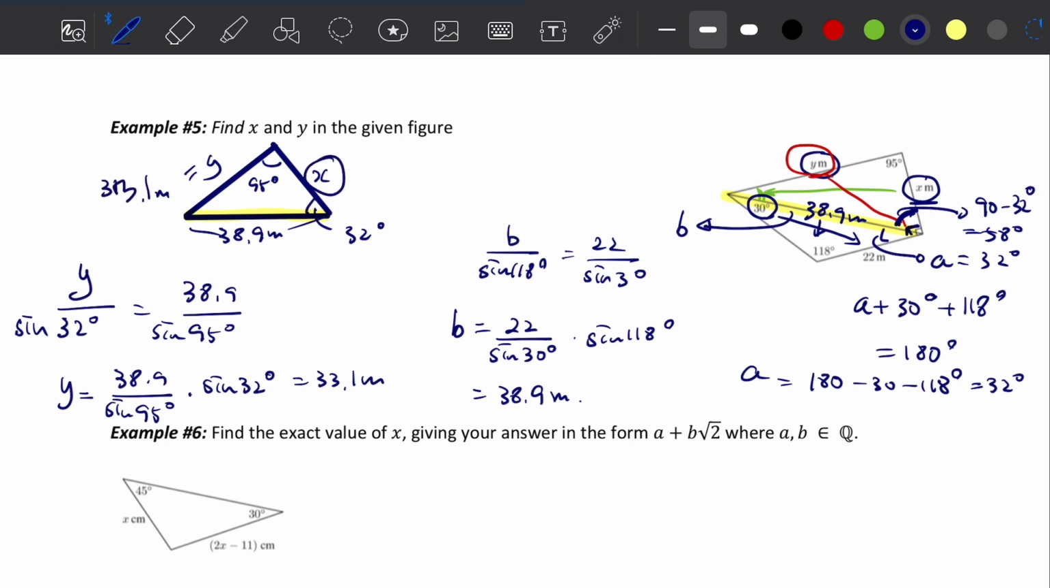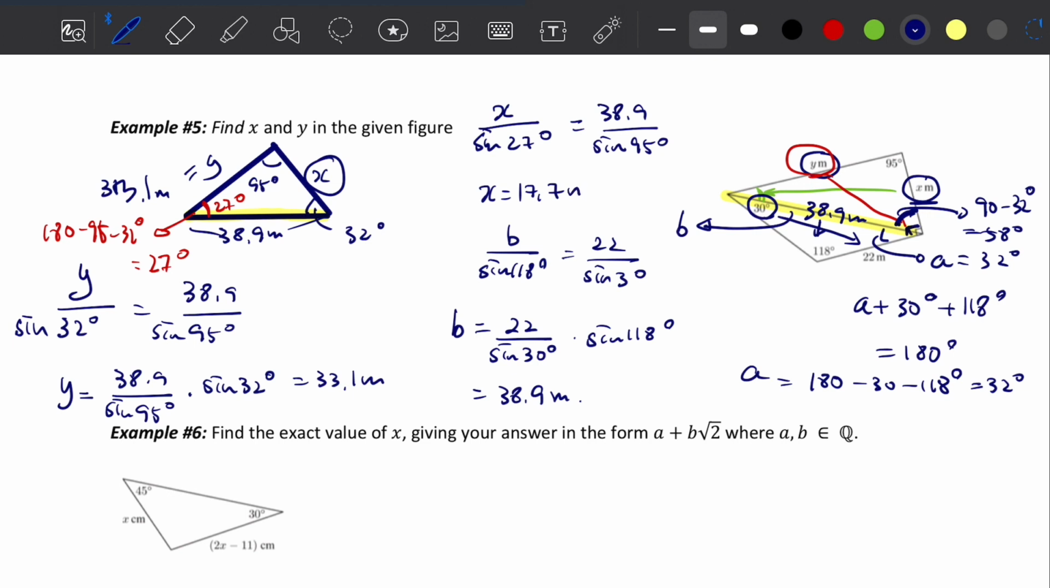Then we can now calculate the x value. We can do exactly the same thing. So x over sine 27 degrees. We can calculate that this angle is 27 because 180 minus 95 minus 32 degrees is 27 degrees. So x over sine 27 degrees equals 38.9 over sine 95 degrees. Then we can say that the x value is equal to 17.7 meters.